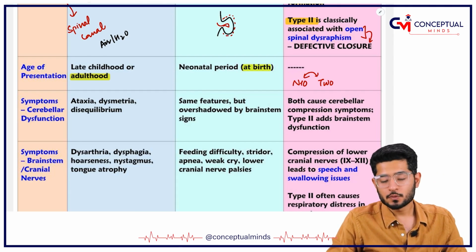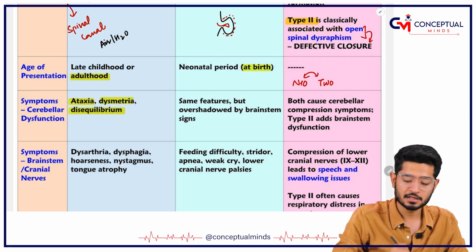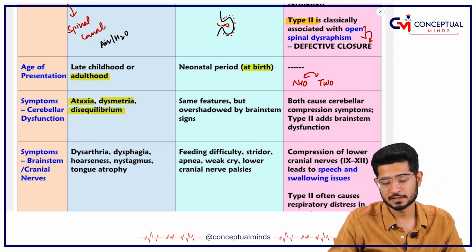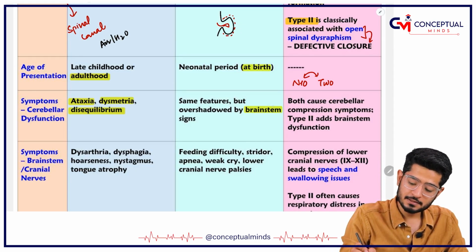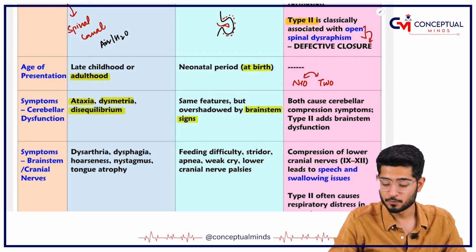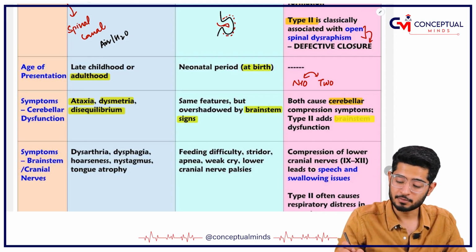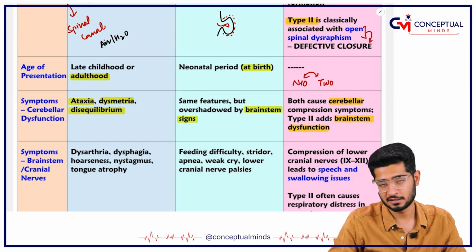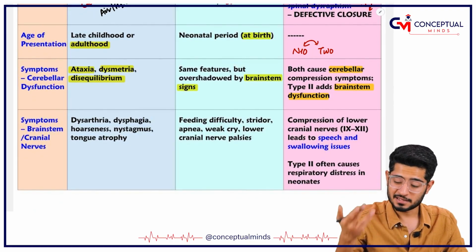Okay, so what will be the symptom? Of course, ataxia, disequilibrium, dysmetria, these are going to be the symptoms because the cerebellum is involved. But remember that there are some brainstem signs also which are going to be seen if it is Arnold-Chiari type 2. So both are going to cause the cerebellar compression symptoms, but then brainstem dysfunction symptoms are there in case of Arnold-Chiari type 2. So what are those brainstem symptoms?